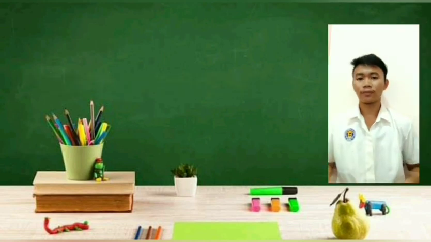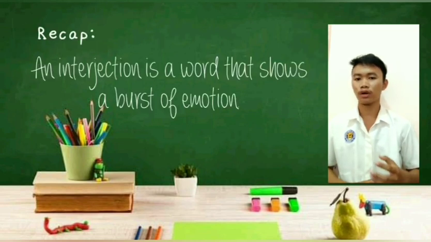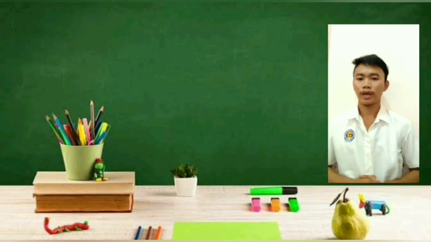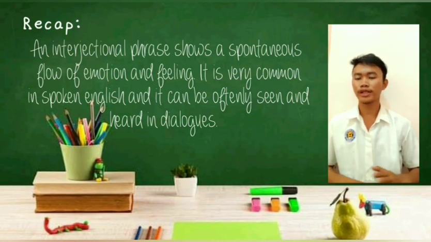So that's a wrap for our topic for today. Now let's have a short recap. An interjection is a word or clause that shows a burst of emotion. And how about an interjectional phrase? An interjectional phrase shows a spontaneous flow of emotion and feeling, and it is very common in spoken English, and it can mostly be seen in dialogues.